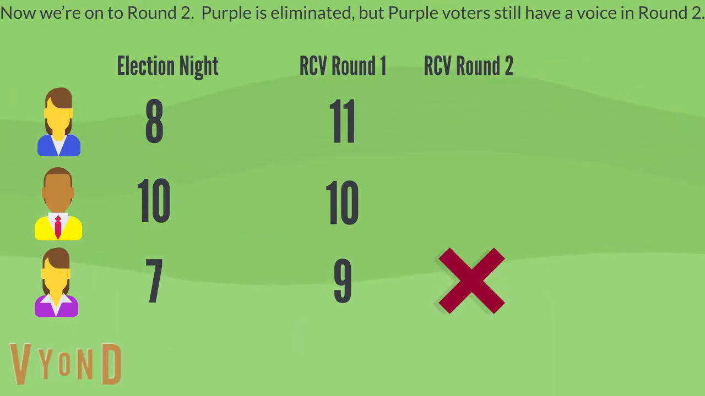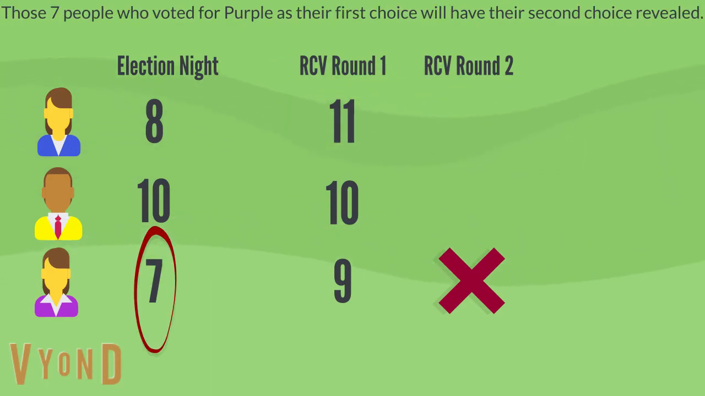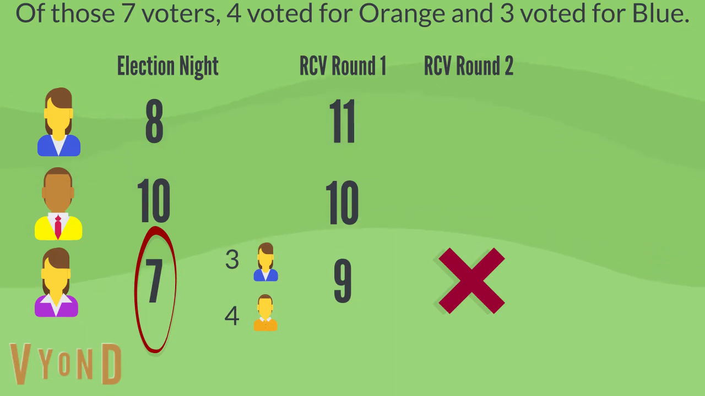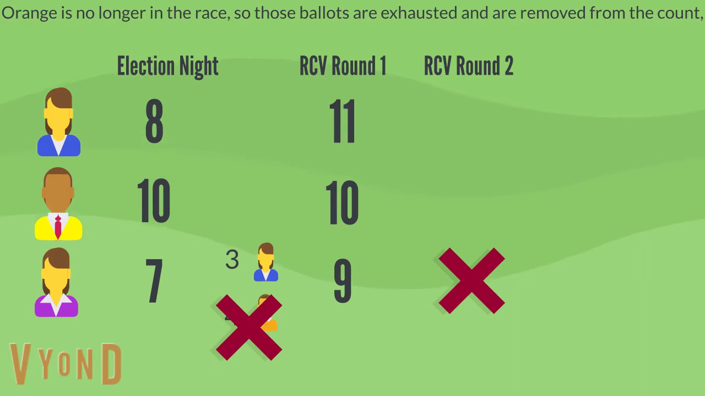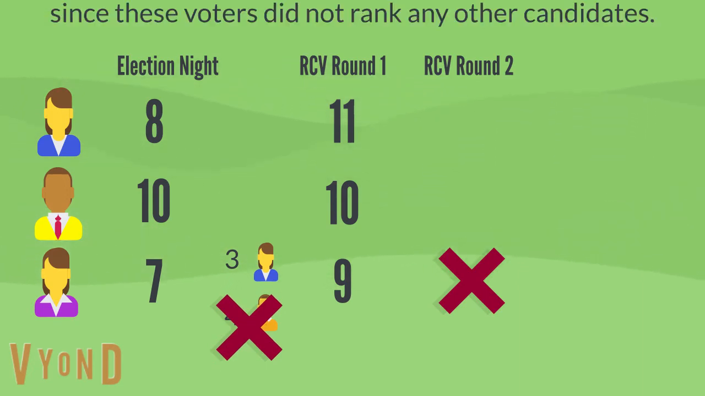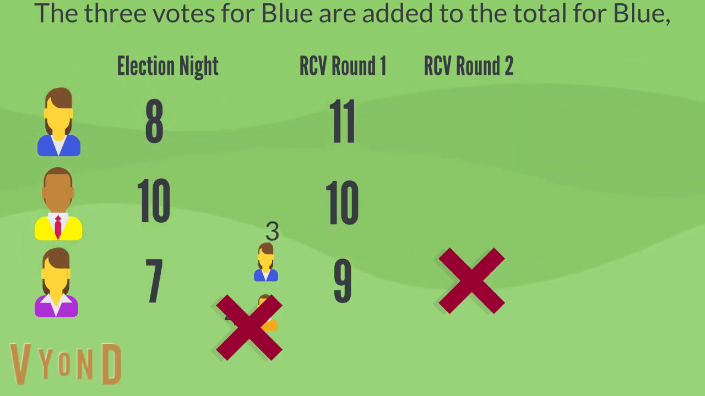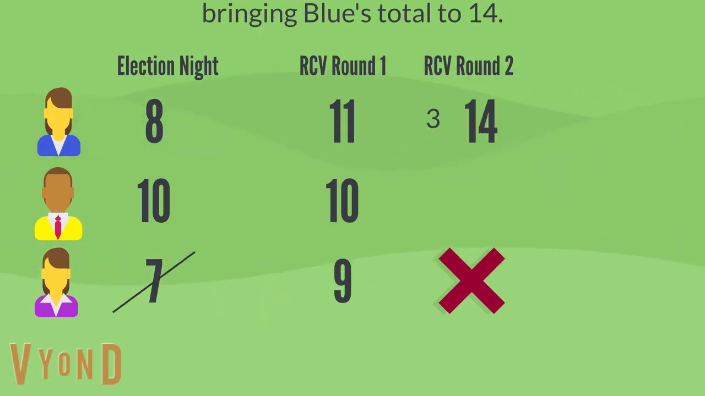Now we're on to round 2. Purple is eliminated, but purple voters still have a voice in round 2. Those 7 people who voted for purple as their first choice will have their second choice revealed. Of those 7 voters, 4 voted for orange and 3 voted for blue. Orange is no longer in the race, so those ballots are exhausted and are removed from the count, since these voters did not rank any other candidates. The 3 votes for blue are added to the total for blue, bringing blue's total to 14.